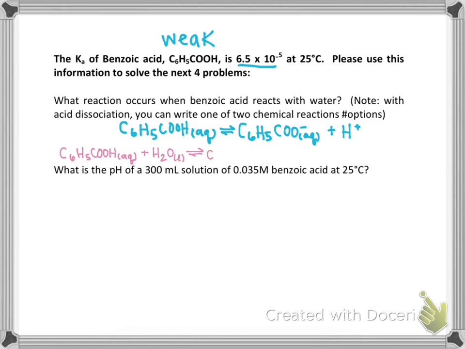But in this case, we still have our conjugate present, but then instead of having protons present, we're going to have hydronium, or H3O+. And we can treat these as being synonymous. One's just connected to water and one is not, and that's fine. Okay, so now we want to find the pH of a 300 milliliter solution of this benzoic acid that's present at 0.035 molar.